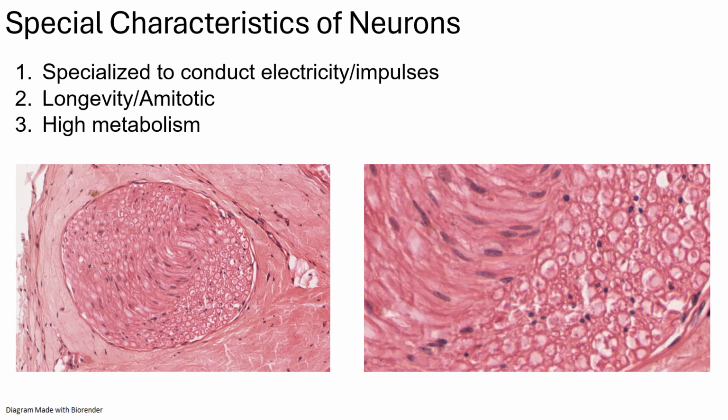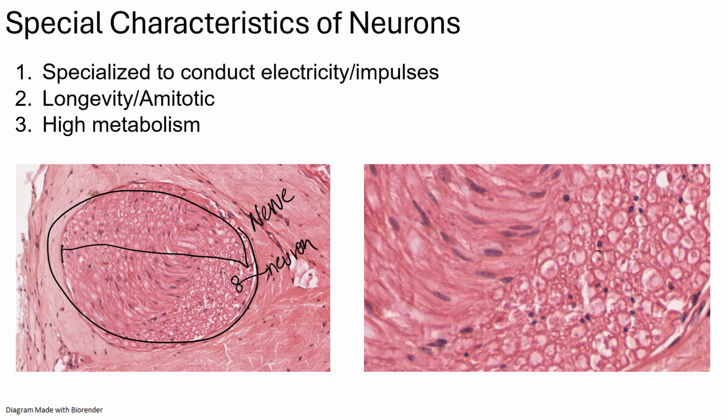Neurons, many of which are pictured right here. Let's just label this right from the outset. This whole thing right here is a nerve, and each one of those individual circles is a neuron. And over here, this is just an inset, and each one of these individual circles is a neuron.